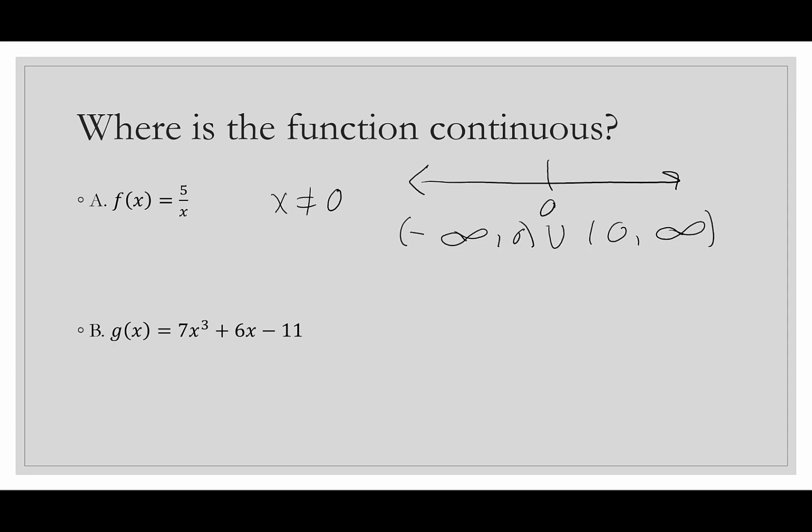B says g of x is 7x cubed plus 6x minus 11. No issues with that. It's a polynomial, nothing to do. We write negative infinity to infinity.